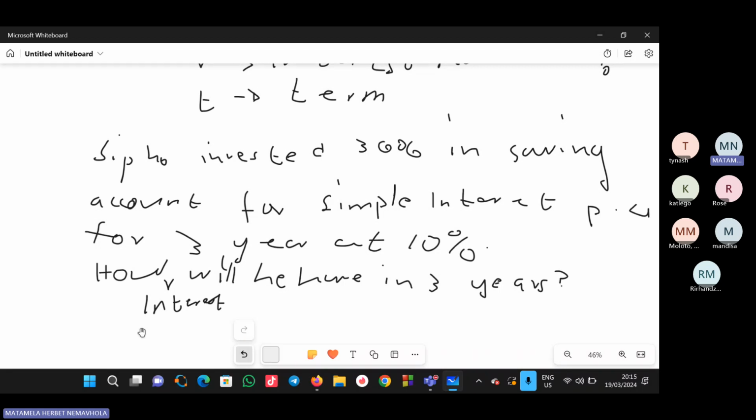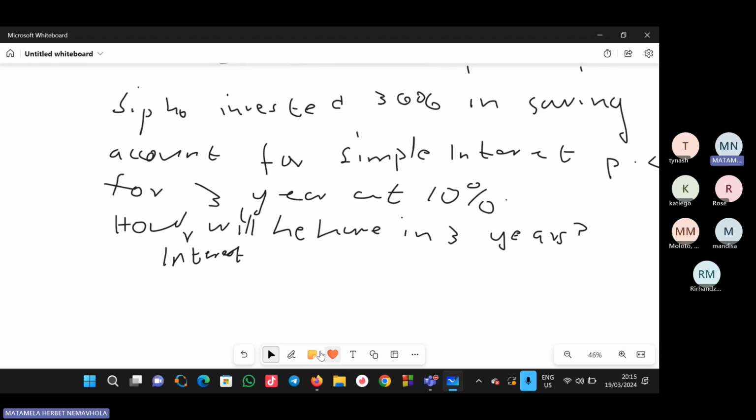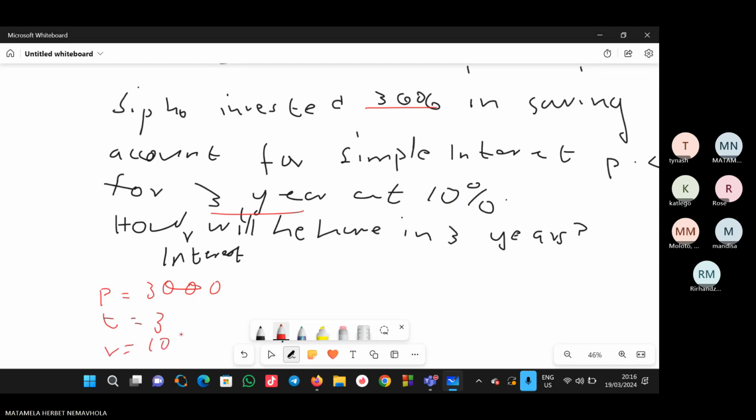When you read this question, you will see Sipho invested. The moment you see Sipho invested, this is your P. So your P is going to be 3,000. Then in a savings account for simple interest per annum for 3 years, this is going to be your T. Your T is going to be 3. Then at 10%, that's your R. Your R is 10%.